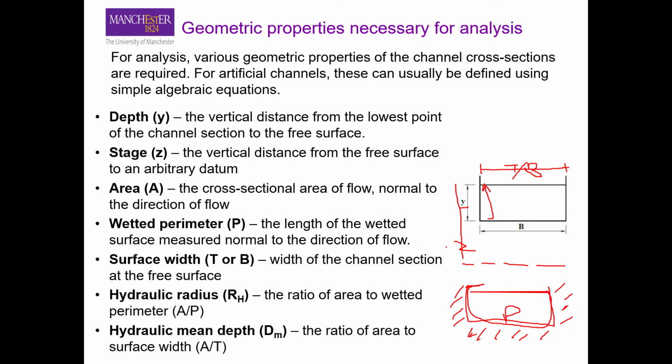Then you have the hydraulic radius. Again, this is a slightly new term, and hydraulic radius is a characteristic dimension of the channel. For example, a characteristic dimension of a circular pipe is the diameter or the radius, while for an irregular shape, you use hydraulic radius. So hydraulic radius is the ratio between the area of the cross section and the wetted perimeter, P.